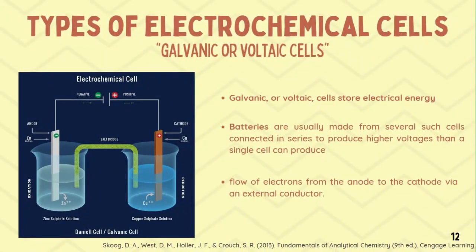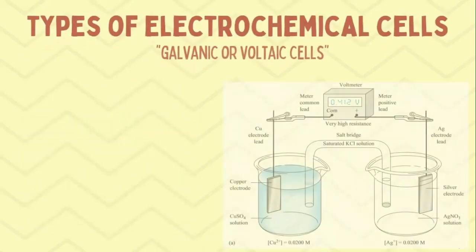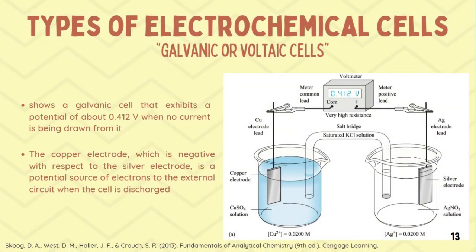Electrochemical cells are either galvanic or electrolytic and can also be classified as reversible or irreversible. Galvanic cells store electrical energy. The reactions of the two electrodes in such cells tend to proceed spontaneously and produce a flow of electrons from anode to cathode by an external conductor. The figure on the screen shows a galvanic cell that shows a potential of 0.412 volts when no current is drawn from it. The silver electrode is positive with respect to the copper electrode, while the copper electrode is the negative electrode. This electrode is a potential electron source to the external circuit upon the cell being discharged.